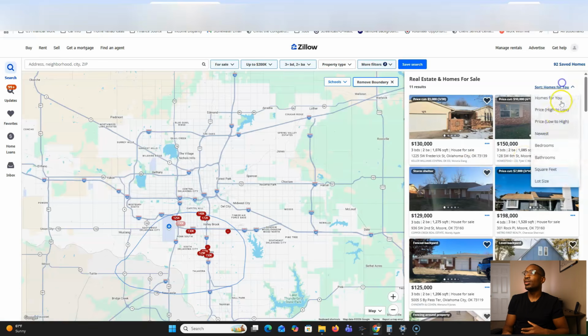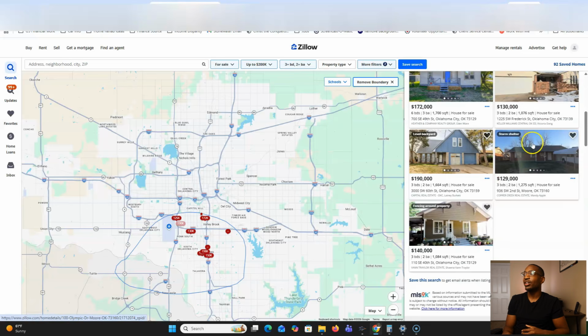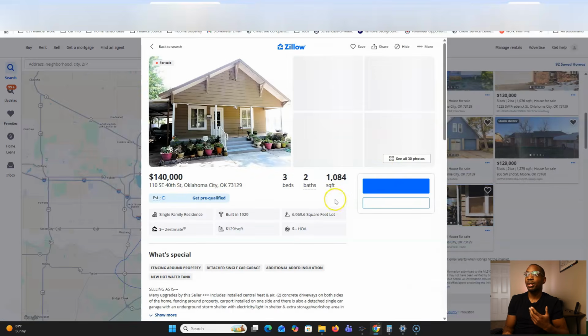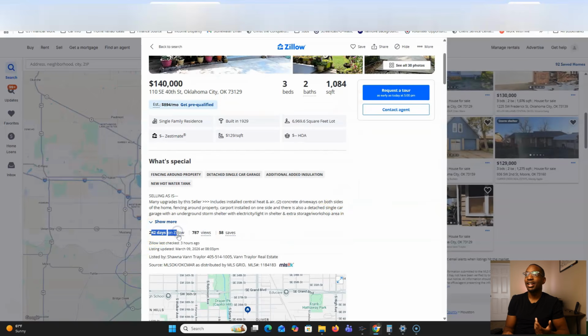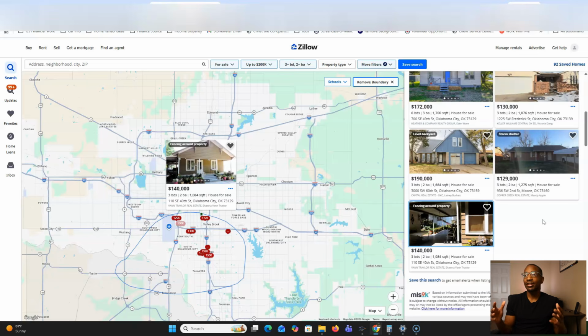We're looking at newest to oldest, and we're going to see the last one. And this last one is right here. This house may not need a ton of work. This may be rental grade, but it's been listed for 242 days. Now, there may be reasons why, and we don't know, but this is what I would do. Now that's 7 filters on how to use Zillow in order to wholesale real estate.